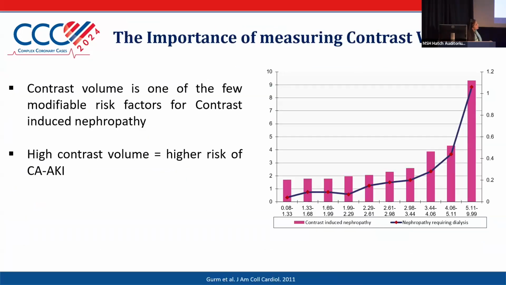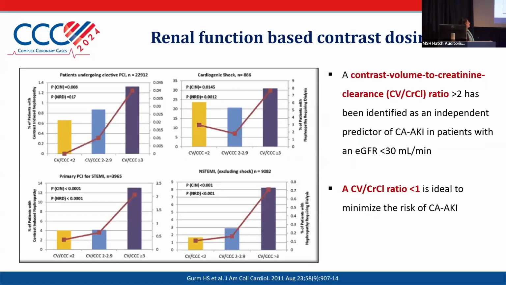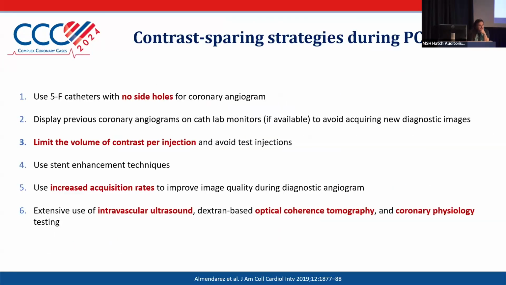This is really important. Look at the difference of how it just literally shoots up with higher contrast volume. And a very important thing is the contrast volume to creatinine clearance ratio. If it's greater than 2, it's an independent predictor of AKI in patients who have a low GFR. So for anyone less than 30 cc's, this is a very good way to assess it. It's literally a risk score in and of itself. So you can control this by keeping that ratio less than 2, and I think less than 1 is ideal.